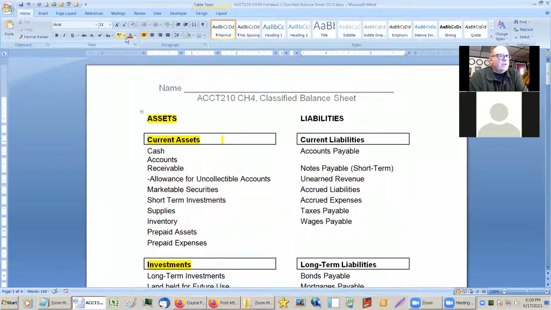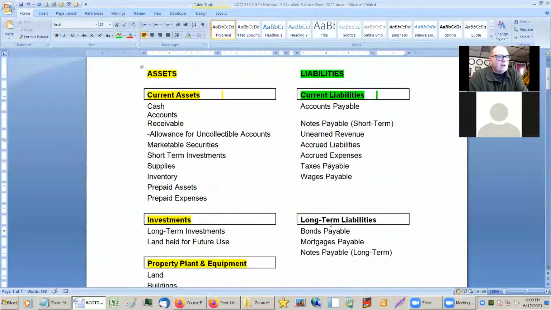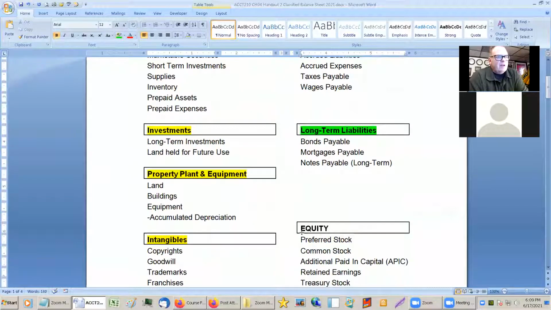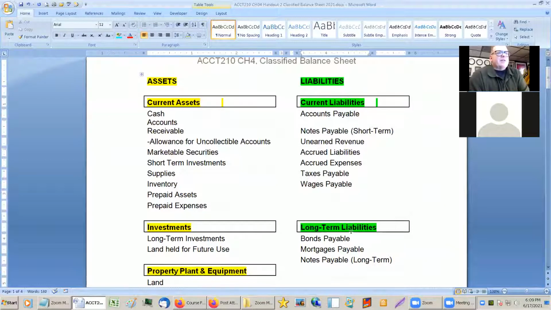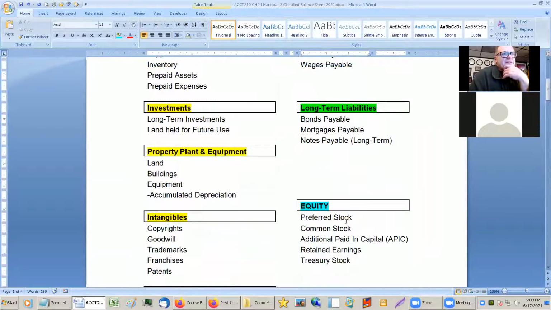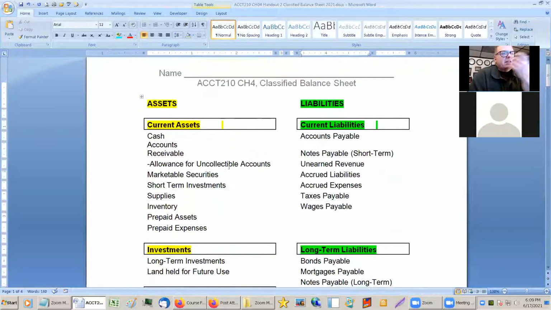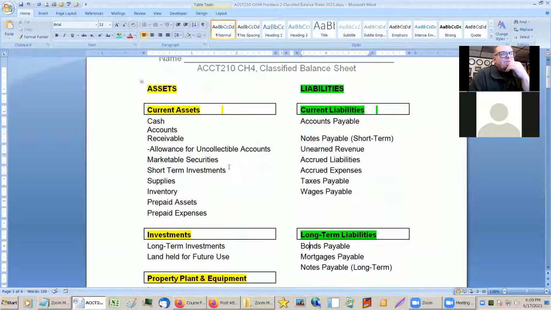Okay, and we do kind of the same thing for liabilities. We have current liabilities, which we'll talk about, and we have long-term liabilities, which we'll talk about. And then we also have the equity section, and the equity section just sits there like a lump. There's nothing special about the equity section. We don't categorize it or anything like that. So the equity section just kind of sits there. But the assets and liabilities, we break them out.